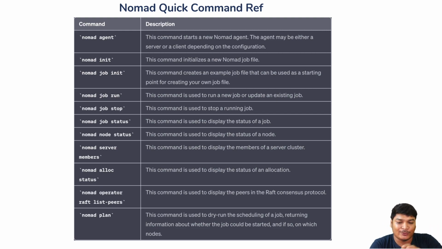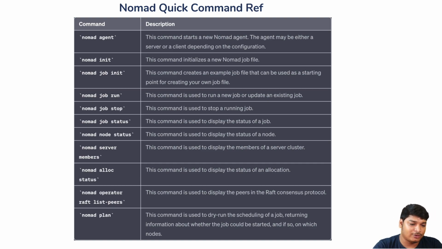Even if you forget, you can quickly come to this reference page and it will retrigger the command list in your mind. See, for Nomad agents you have this command to start a new Nomad agent. Nomad init gets you a blank Nomad job file, and nomad job init does the same thing. Then nomad job run, followed by the job file name, will run that job. Then job stop will stop the job. Status gives you the status.